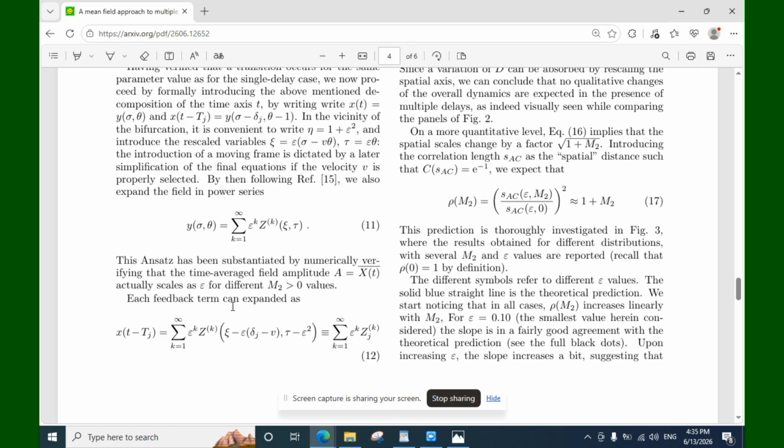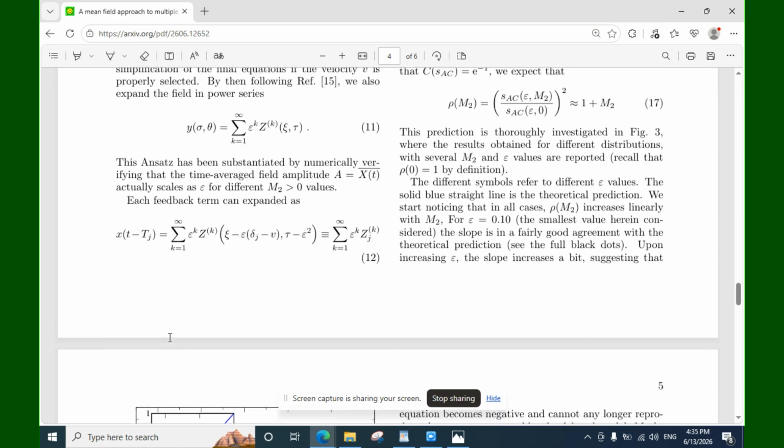Each feedback term can be expanded as x(t minus tj) equal to the sum from k equal to 1 to infinity of epsilon to the power of k, z to the power of k, multiplied by zeta minus sigma epsilon delta j minus nu t minus epsilon to the power of 2, which is almost equal to the sum from k equal to 1 to infinity of zj k.